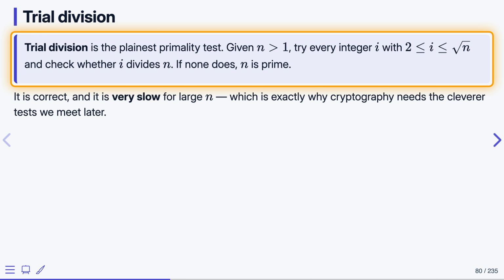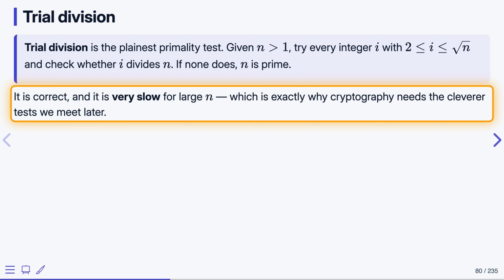That same fact gives us a test called trial division. Take a number n bigger than 1. Try every integer i from 2 up to the square root of n, and check whether it divides n. We start at 2, because 1 divides everything and would tell us nothing. If none of them divides n, then n is prime. Trial division is correct, and it is easy to write, but it is very slow when n is large. For a number with 200 digits, the square root still has 100 digits, and no computer can count that far. That is exactly why cryptography needs the clever tests we meet later.